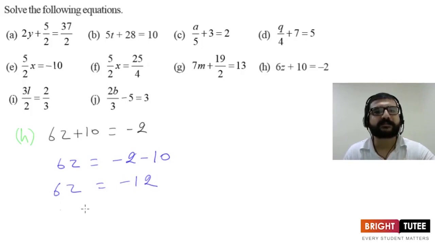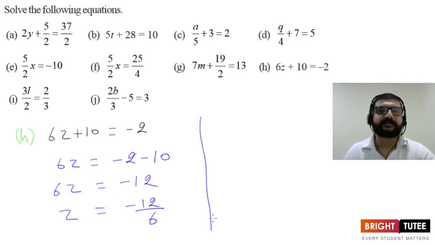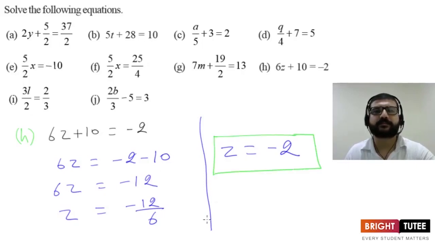Now we have to transpose this 6. Now 6 is multiplied here with z, so after transposing it will come in division. So we will get z is equal to minus 12/6. Now let's simplify this, we will get z is equal to minus 2. Therefore the final solution of the equation is z is equal to minus 2.